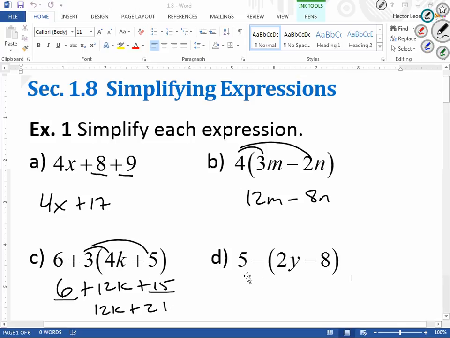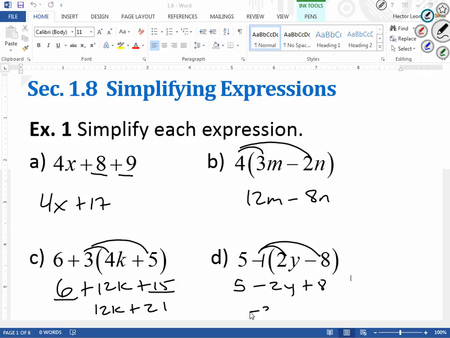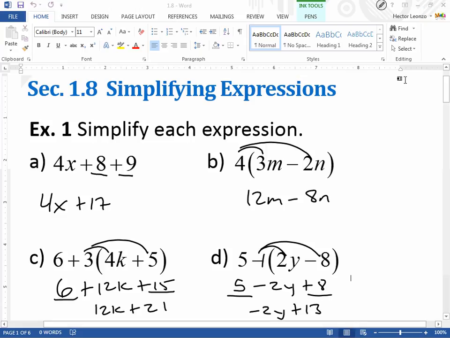Now here, once again, the 5 has nothing to do with the parentheses. This negative sign, I'm going to call it negative 1. So I'm going to multiply it to the inside. So negative 1 times 2y, I'm going to call this negative 2y. Negative 1 times negative 8, I'm going to call this plus 8. When it comes to letters, I only have the negative 2y. But when it comes to numbers that don't have a letter, I have 5 plus 8. So I'm going to call that 13.